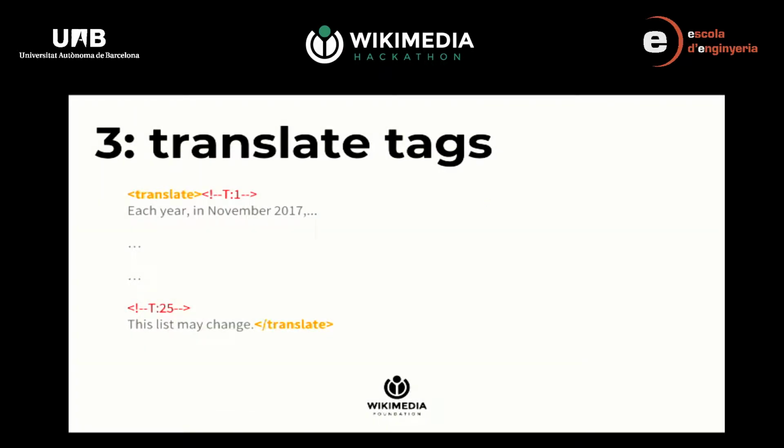Okay. A third element, an important one, are the translate tags. Translate tags allow you to know where to start the translation and when to end it. So when you have a text, for instance, here you have a text with 25 translation units, the software will know that the translation system must be set up starting there and finishing there.